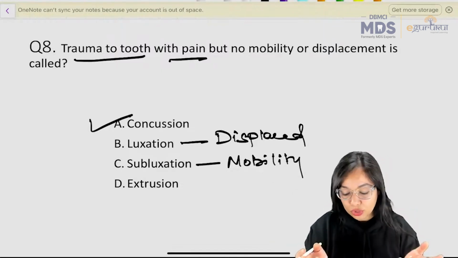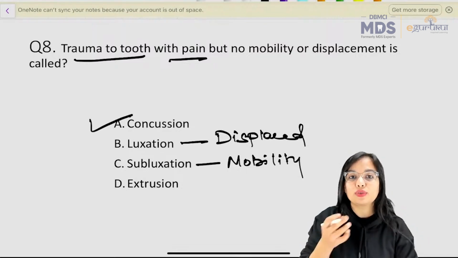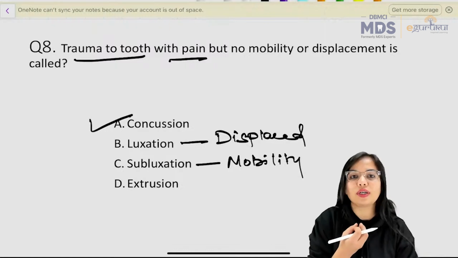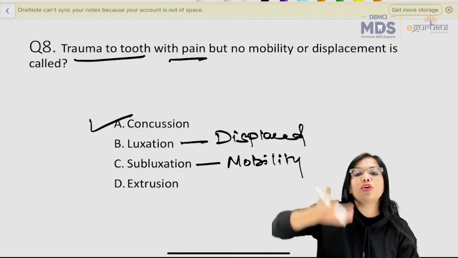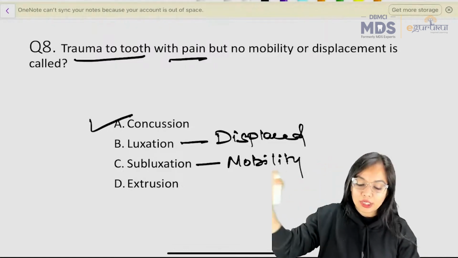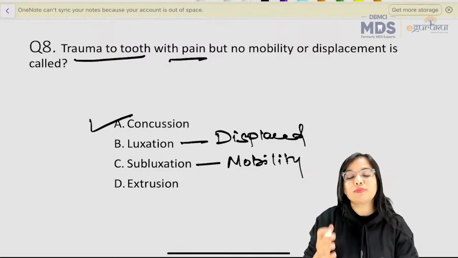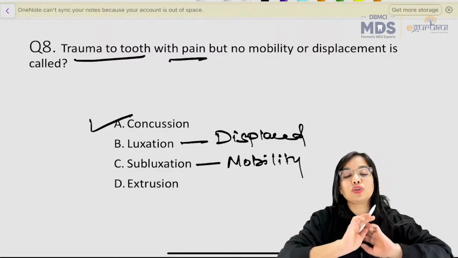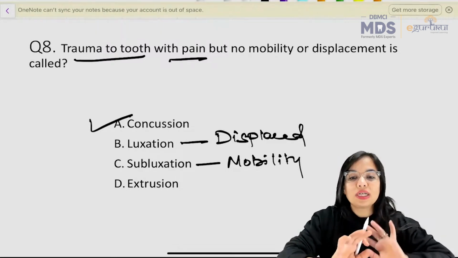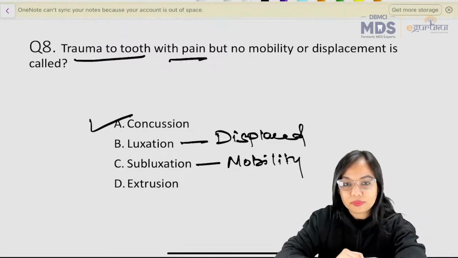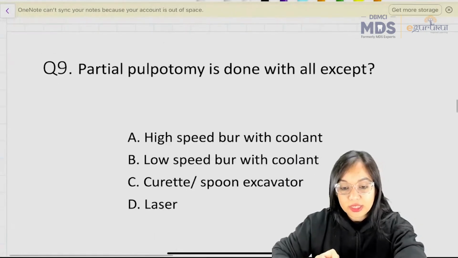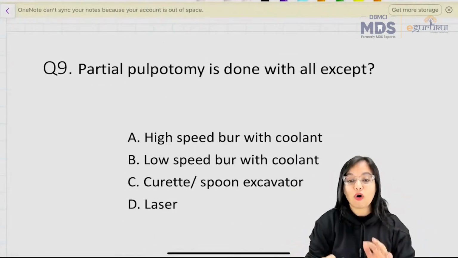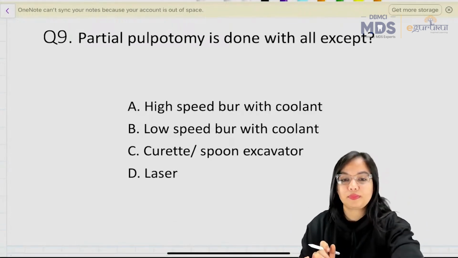Then we have extrusion. So extrusion, you all very well know, extrusion means coming out of the tooth. The tooth looks elongated, it has come out of its socket a little, so that's extrusion. And if it has gone into the socket a little, it will become intrusion. So these are all the different types of trauma to the teeth, but the answer here is concussion, where there is no mobility, no displacement, just tenderness to percussion. Is it clear? So the next question here is, partial pulpotomy is done with the help of all except.